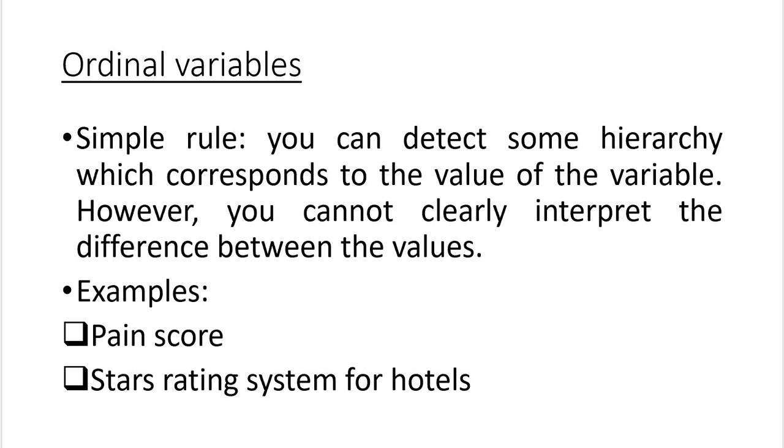Similarly, you can consider star rating system for hotels. You know that 4 stars hotel is fancier and better than 2 stars hotel. However, you cannot say that 4 stars hotel is 2 times as good as 2 stars hotel. So again, there is some hierarchy. This hierarchy corresponds to the value of the variable. Still, you cannot really interpret the difference. So in case of ordinal variables, you can still calculate correlation.